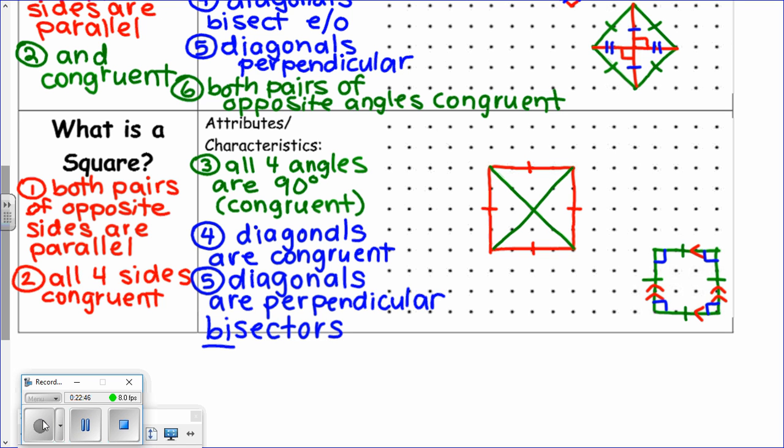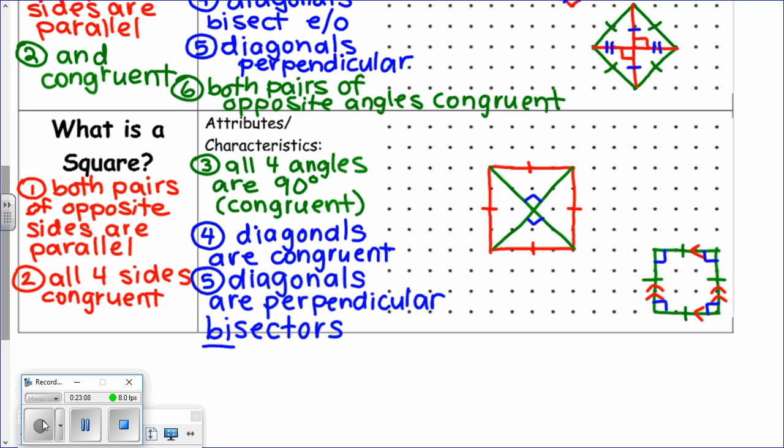So those diagonals are the exact same length. If I took out a ruler to measure the lines that go from corner to corner, they would be exactly the same length. I also know that these lines were perpendicular to each other. When they meet in the middle, they made a 90-degree angle.